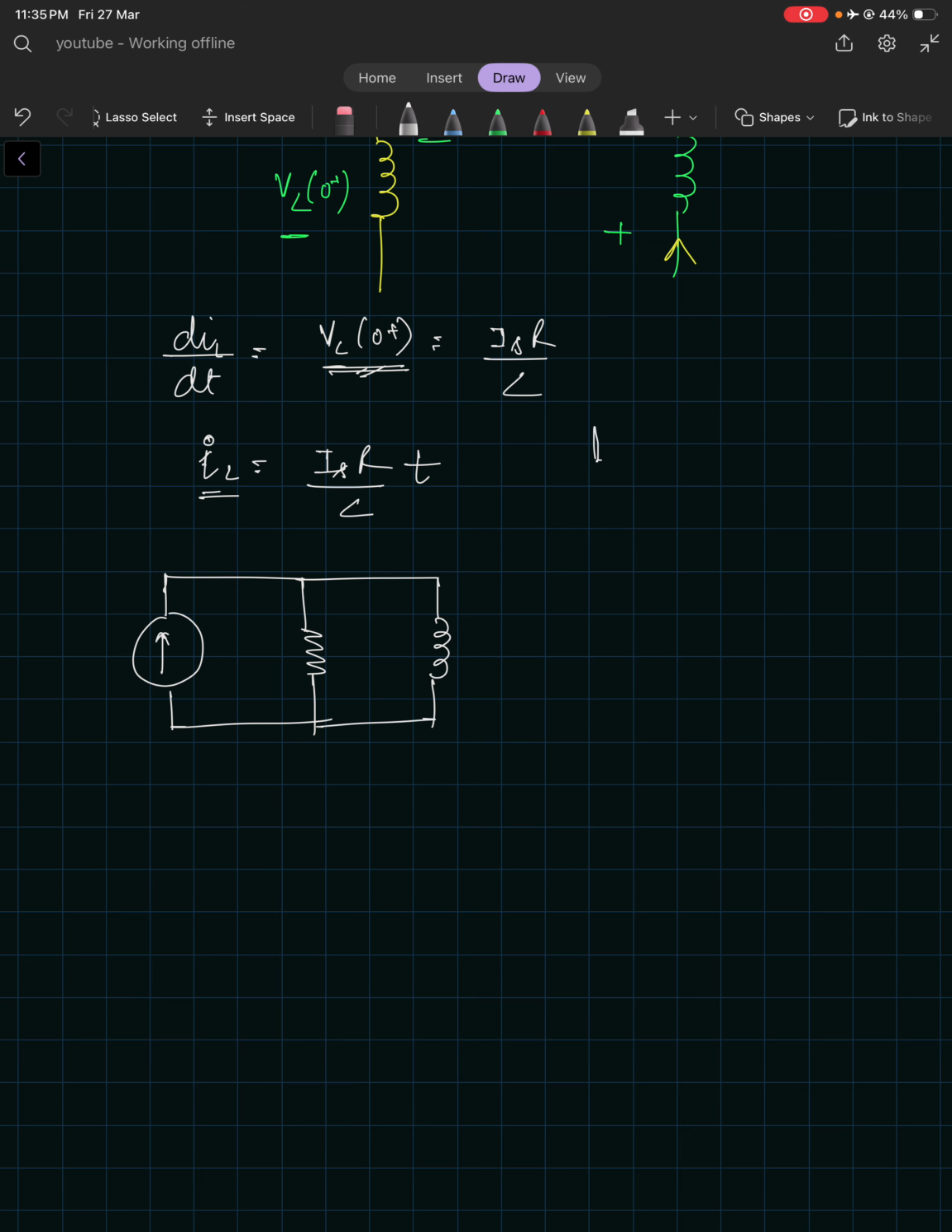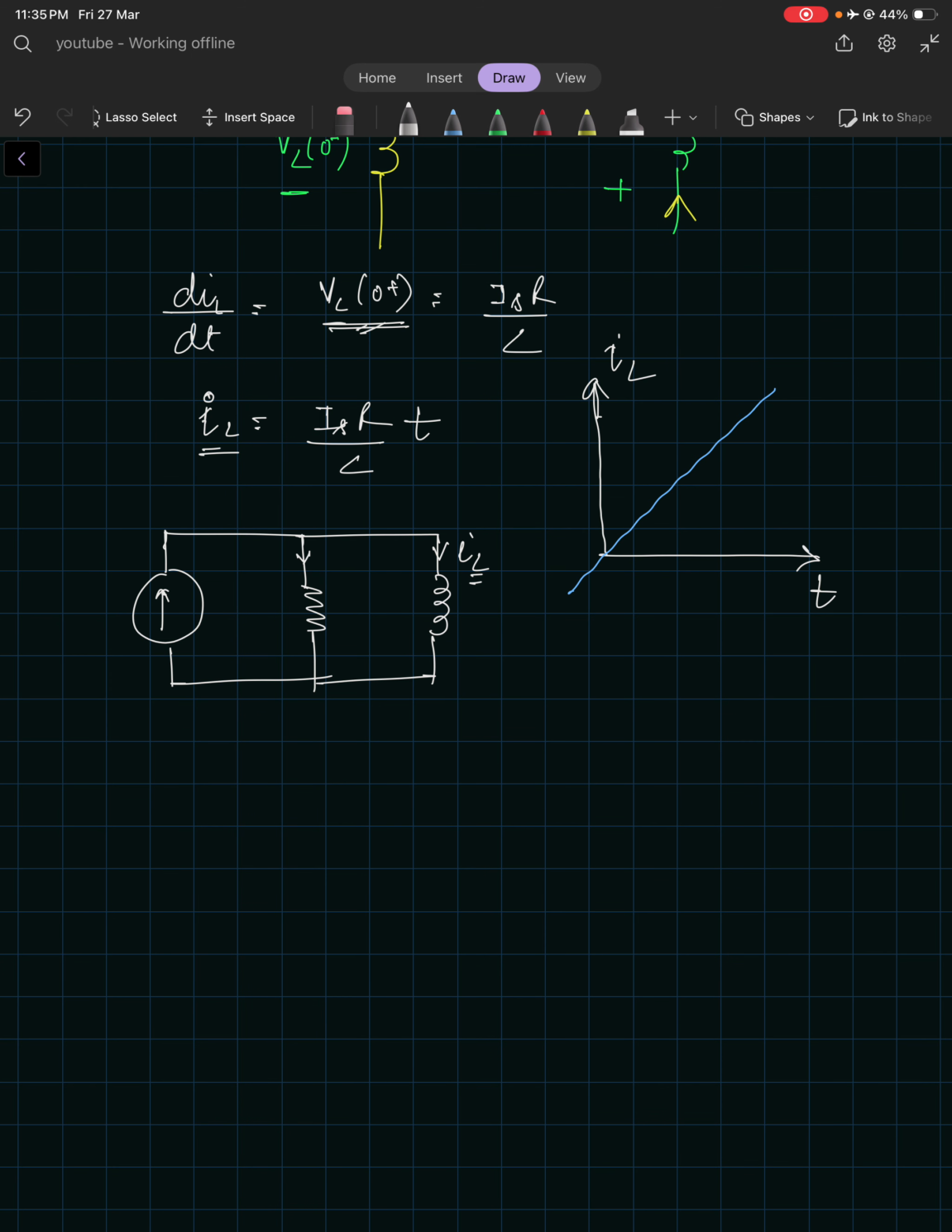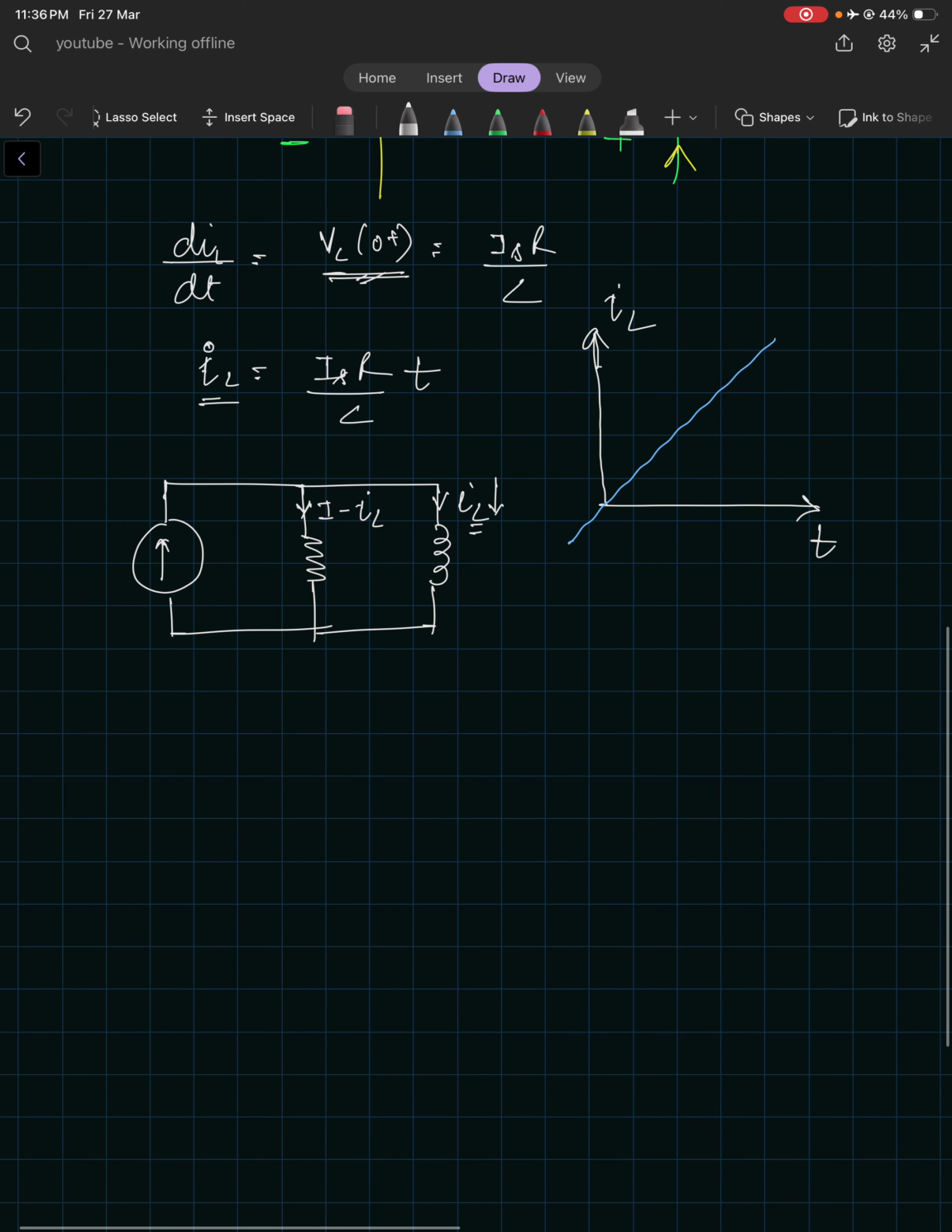Okay, now what we were assuming is that IL will increase linearly like this, right? T, this is I of L. So if IL increases, what will happen? The current through this resistor will decrease. Now it will come down this way. As the current is increasing, the current through this resistor is decreasing.